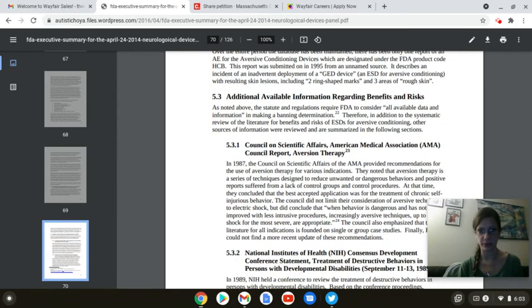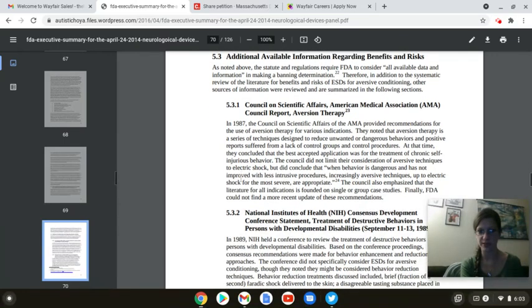5.3 Additional available information regarding benefits and risks. As noted above, the statute and regulations required FDA to consider all available data and information in making a banning determination. Therefore, in addition to the systematic review of the literature for benefits and risks of ESDs for aversive conditioning, other sources of information were reviewed and summarized in the following sections.